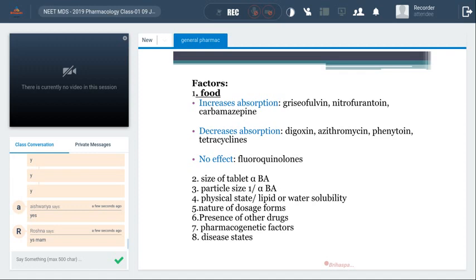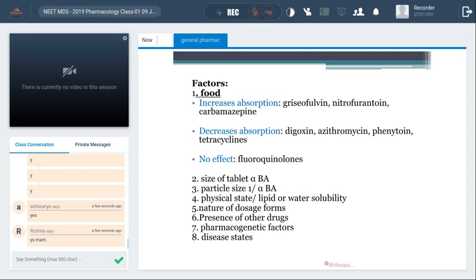And then size of the tablet may be related to bioavailability. So you give more dose, more amount enters the circulation. And particle size is inversely proportional to it. Smaller the particle size, faster is the bioavailability and more is the bioavailability. Greater the particle size, it has to get disintegrated, it has to get dissolved in the body fluids, then it has to go to circulation, so it may be less. So it is inversely proportional.